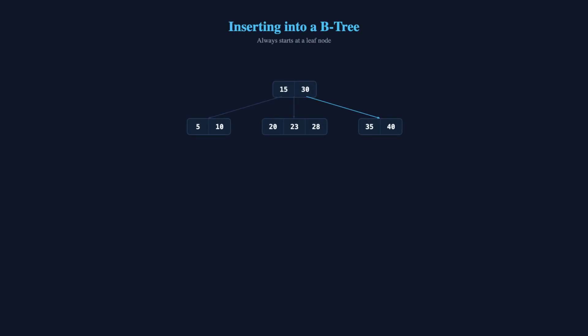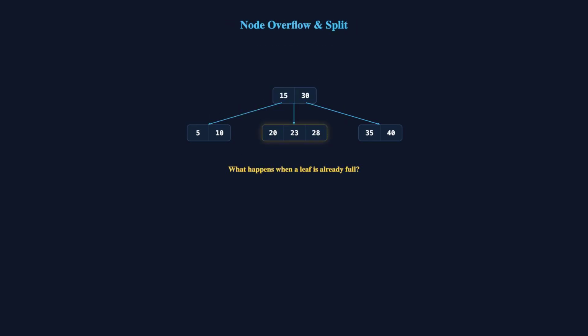Inserting into a B tree always starts at a leaf node. First, we search to find the correct leaf. Then we insert the new key in sorted position. But what happens when a leaf node is already full? Let's say we're inserting 25 into a node that already holds 20, 23, and 28. 4 keys in a node that only allows 3. The node splits. Here's how.